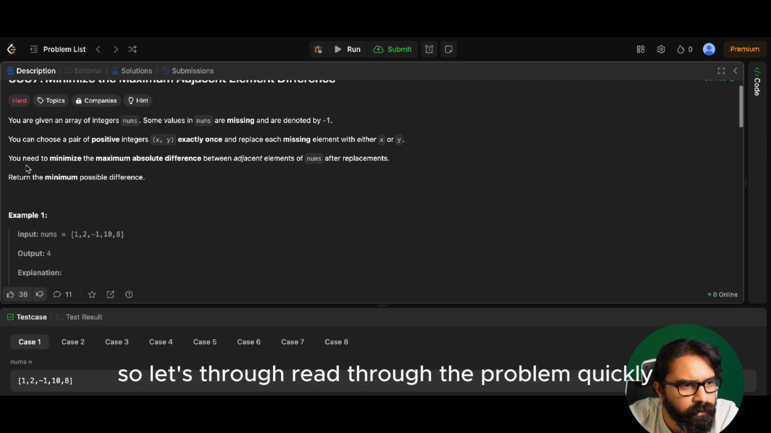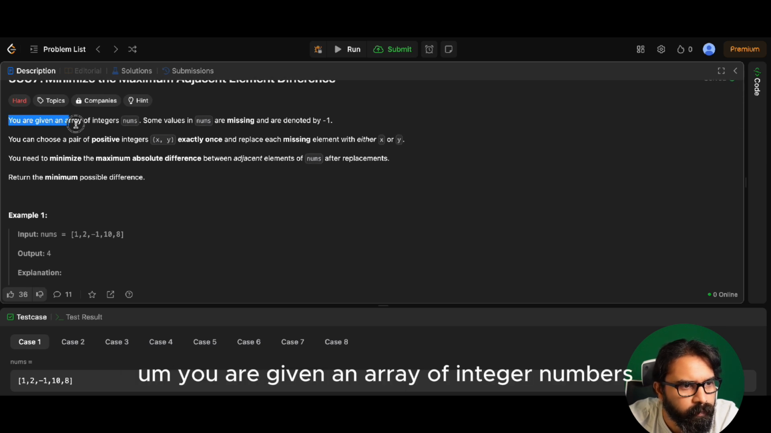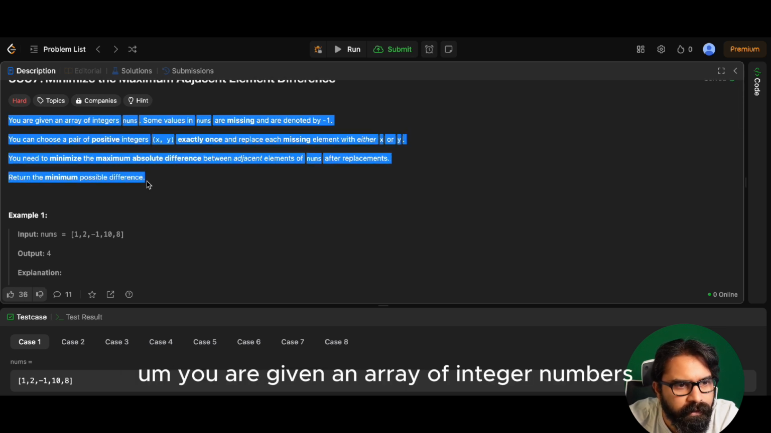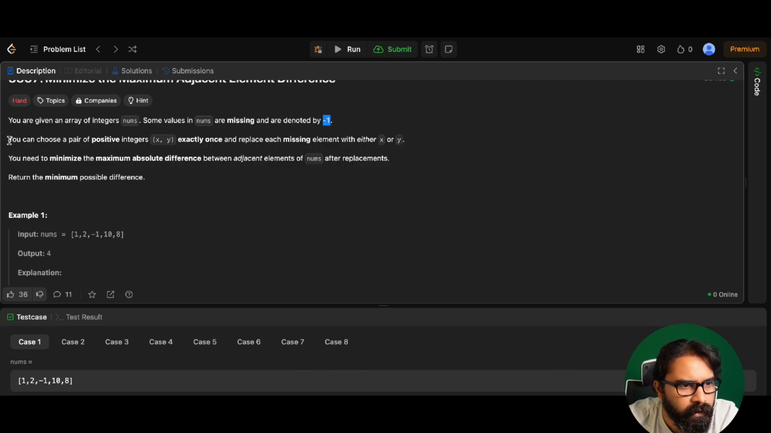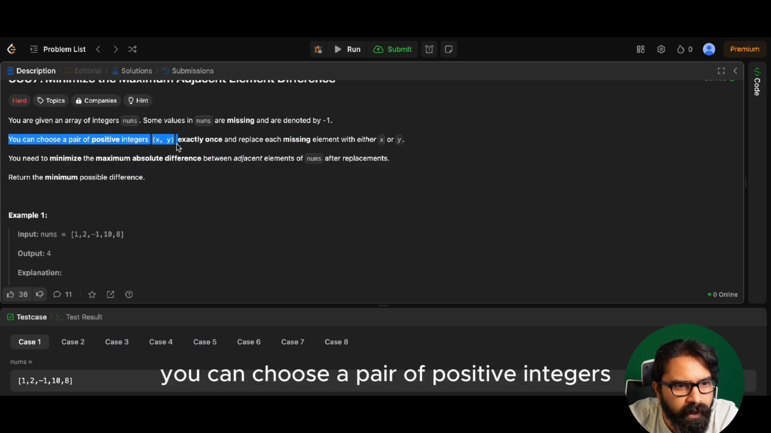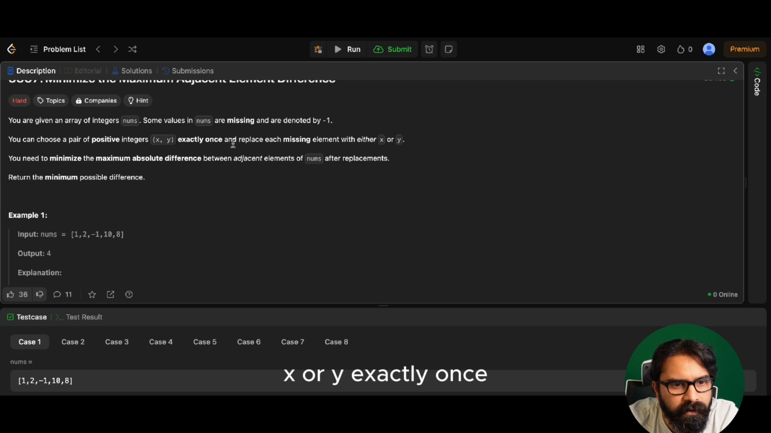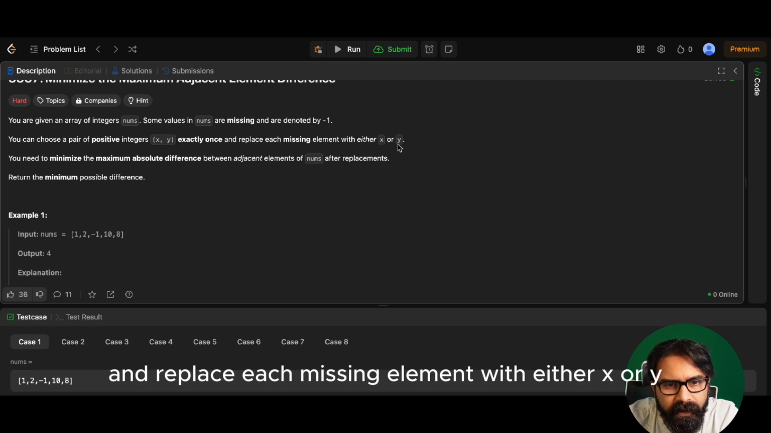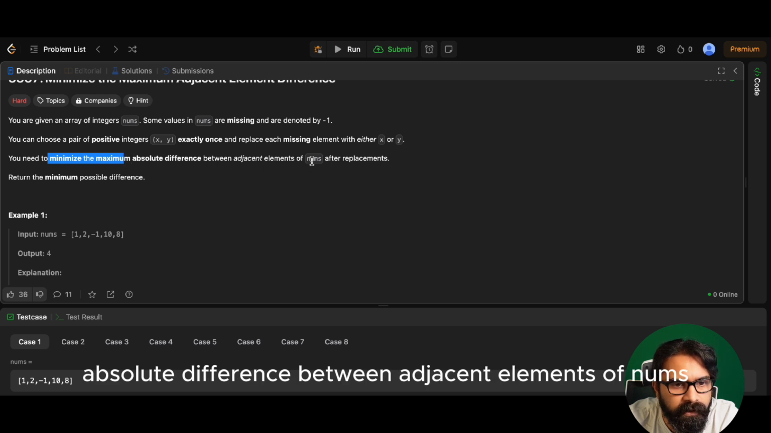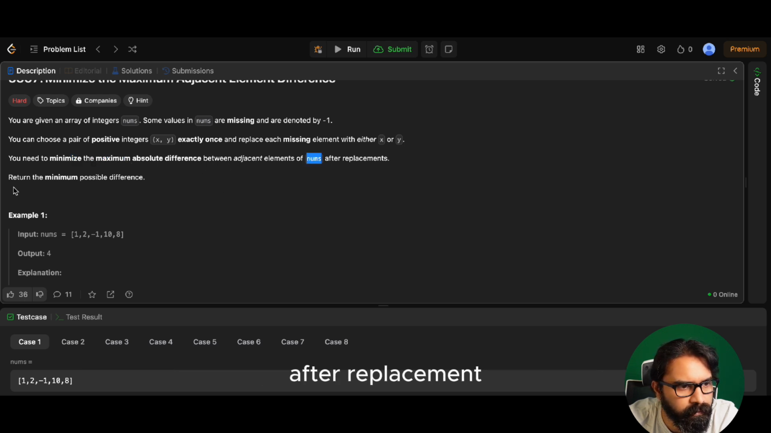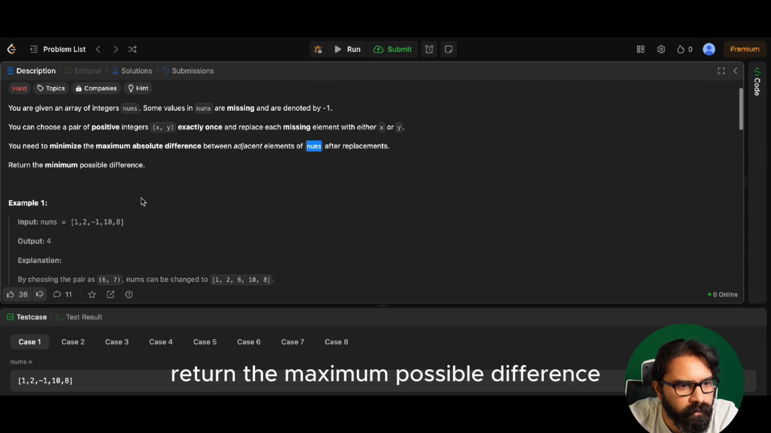Let's read through the problem quickly. You are given an array of integers nums. Some values in nums are missing and are denoted by -1. You can choose a pair of positive integers (x, y) exactly once and replace each missing element with either x or y. You need to minimize the maximum absolute difference between adjacent elements of nums after replacement. Return the minimum possible difference.